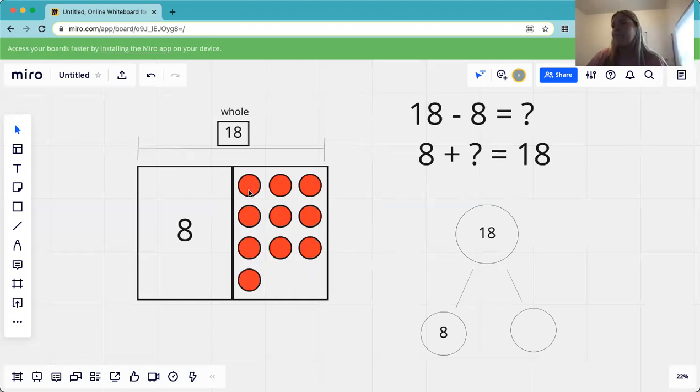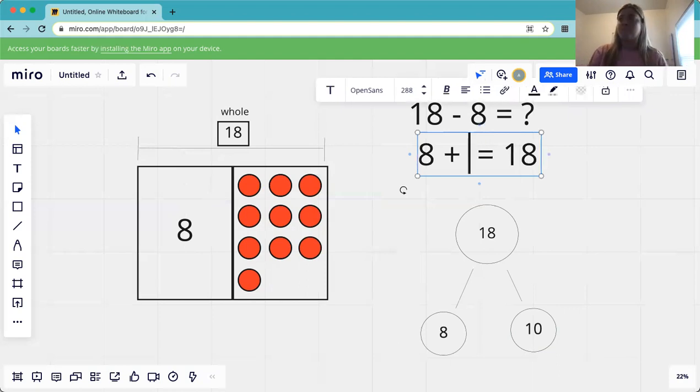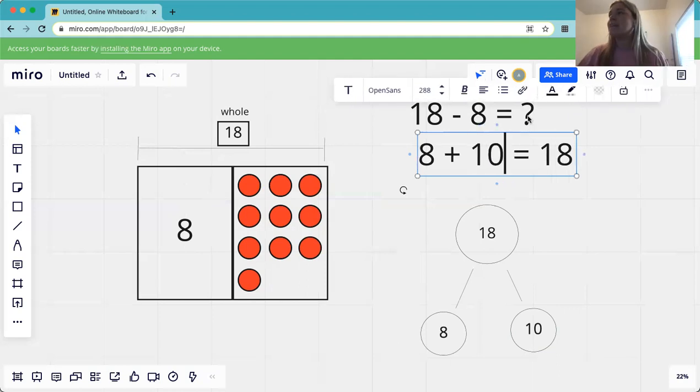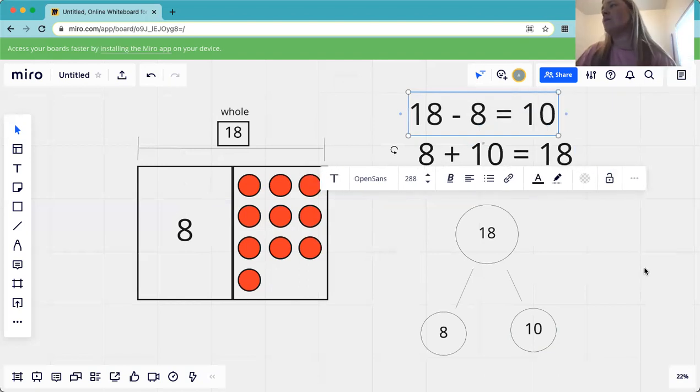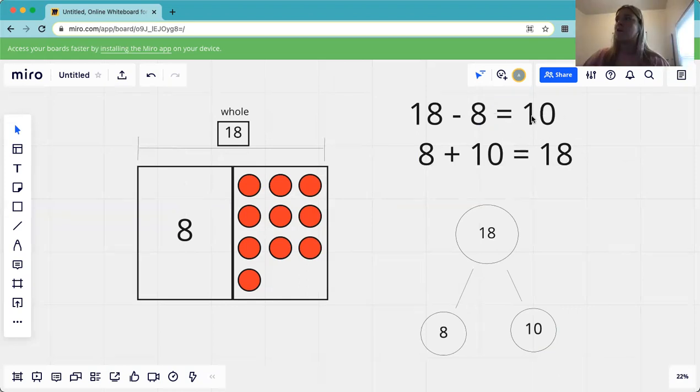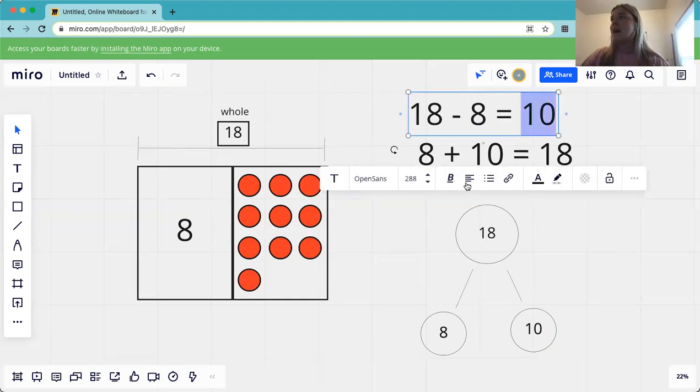Perfect. So I'm going to count how many I have right here. 1, 2, 3, 4, 5, 6, 7, 8, 9, and 10. So that's saying that my part is 10. I'm going to check by starting with 10 and adding on because it's my bigger number. 10, 11, 12, 13, 14, 15, 16, 17, 18. So 8 plus 10 equals 18. We figured out that the missing part was 10. So 18 minus 8 equals 10 also. So you should have gotten 10.